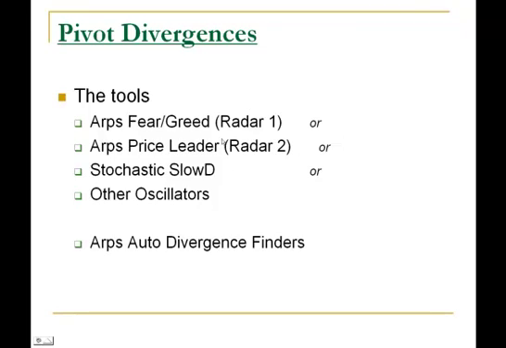Personally, for pivot divergences, I prefer the Arps Fear Greed, and I'll go into specifically why the Fear Greed indicator works particularly well for pivot divergences in just a few minutes. We also have an auto divergence finder in our toolkit, and I'll show you some examples of that shortly.